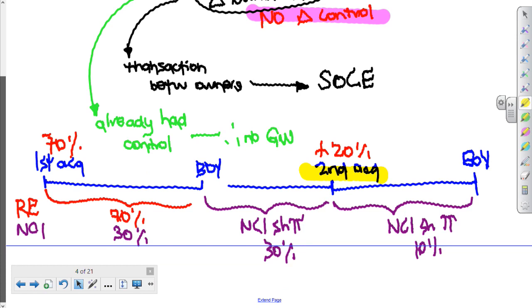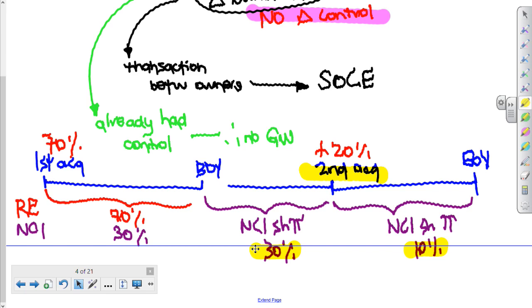Because my P&L, I had control, I still have control. It all goes in. The apportionment is only going to come into effect when I'm doing the NCI's share, because it will be 30% from the beginning up to the date of change, and then it will be 10% from the change till year end. All right, so we're going to work through two examples.